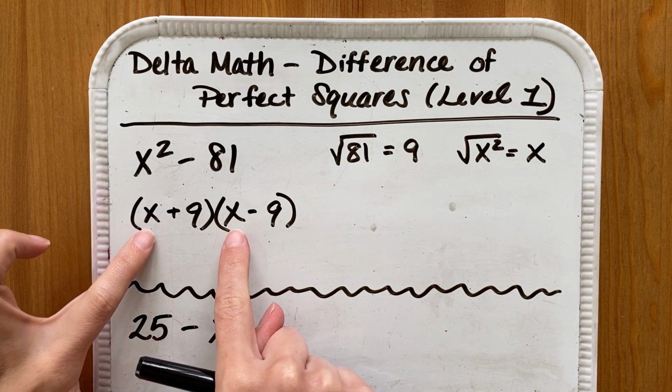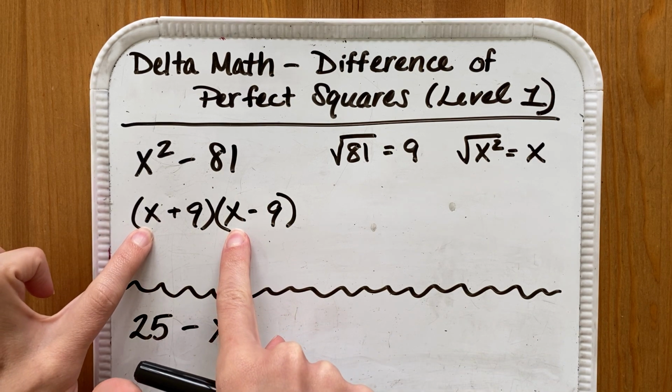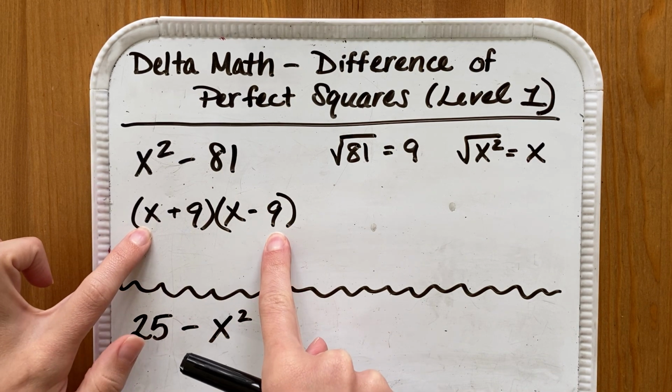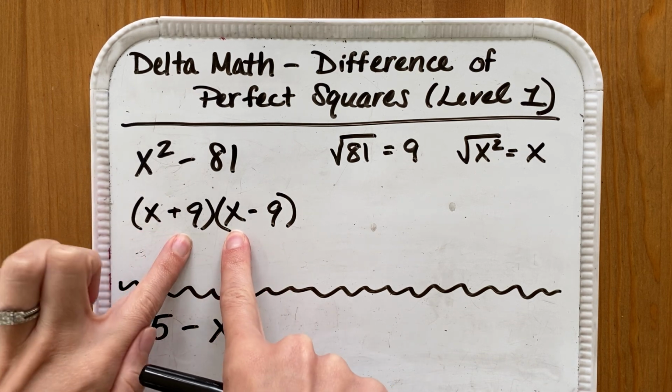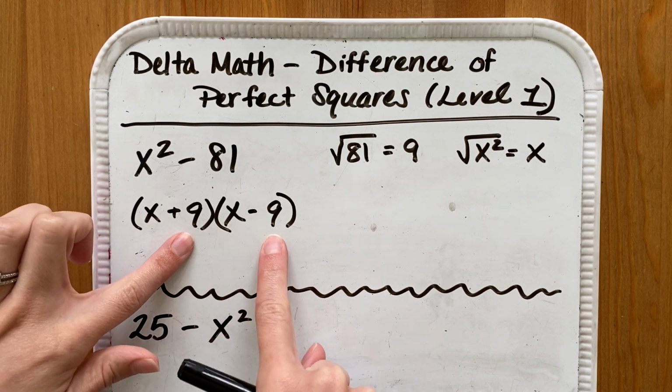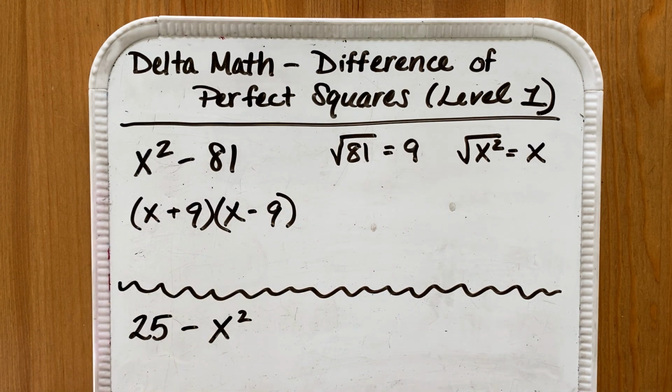So if you FOIL it, x times x makes x squared. This would make negative 9x plus 9x, which does indeed cancel out, and positive 9 and negative 9 makes 81. So this is our final answer.